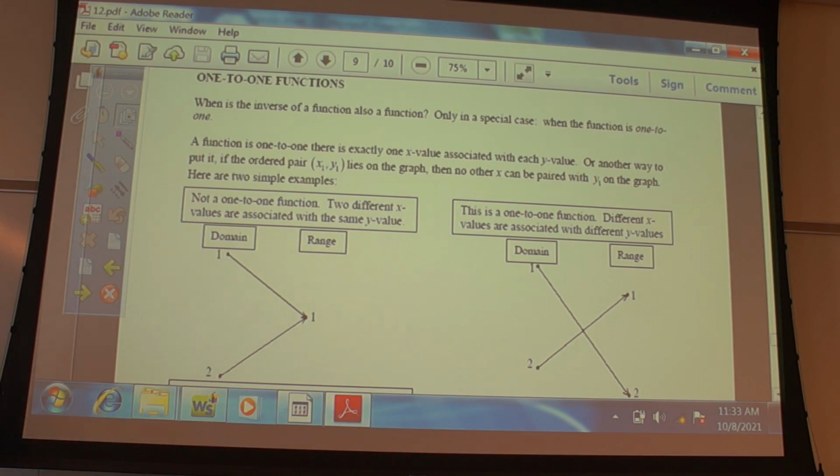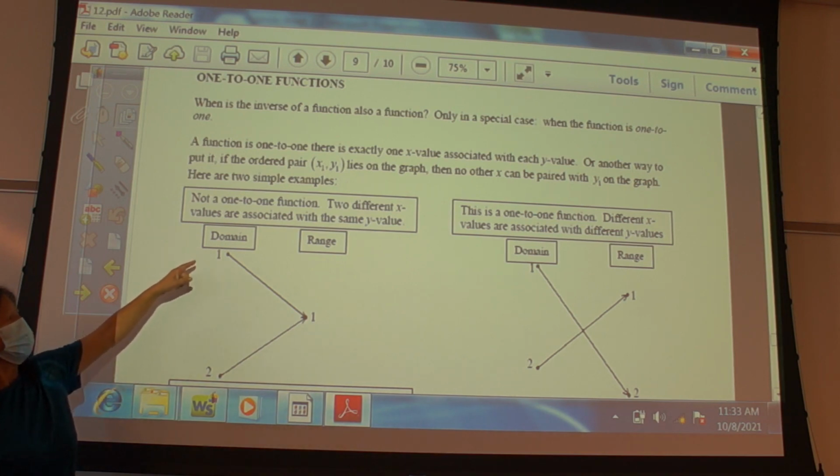When is the inverse of a function also a function? Only in a special case, when the function is one-to-one. A function is one-to-one if there is exactly one x value associated with each y value. Or another way to put it, if the ordered pair (x, y) lies on the graph, then no other x can be paired with y. Yeah, so I'll give you a couple examples.